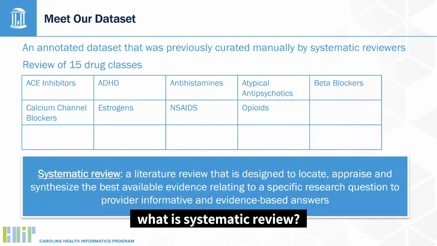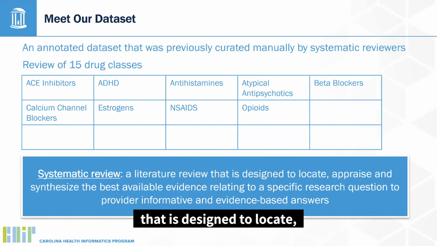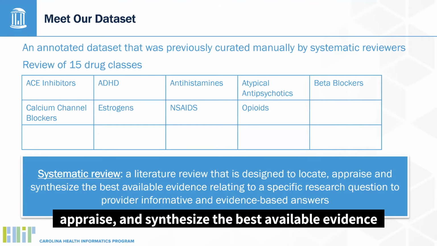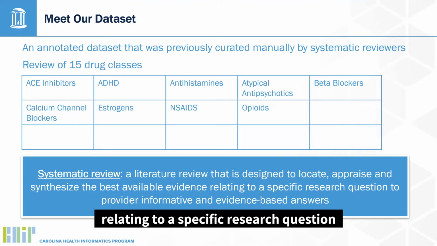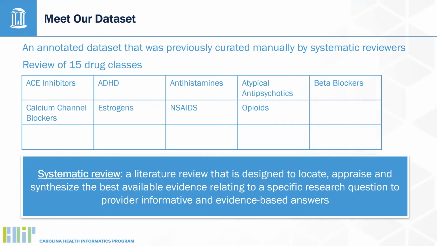By the way, what is systematic review? Systematic review refers to a literature review that is designed to locate, appraise, and synthesize the best available evidence relating to a specific research question to provide informative and evidence-based answers.